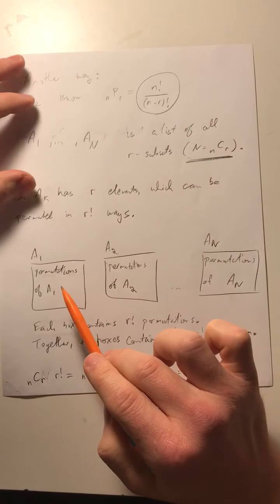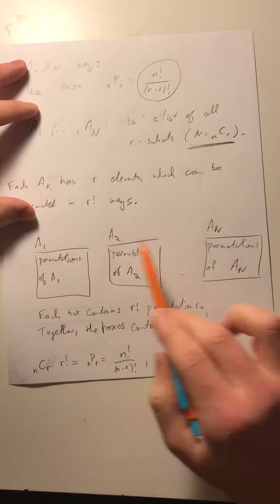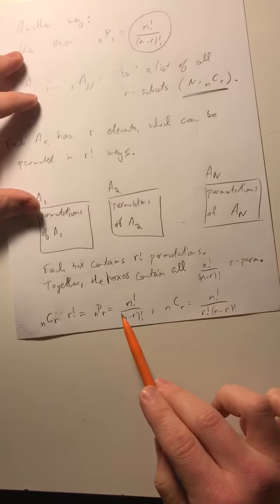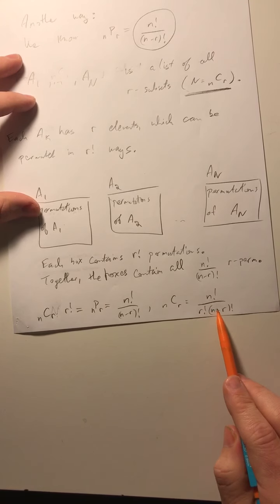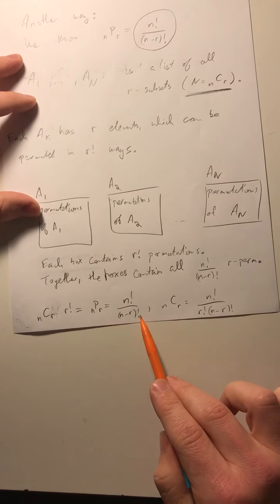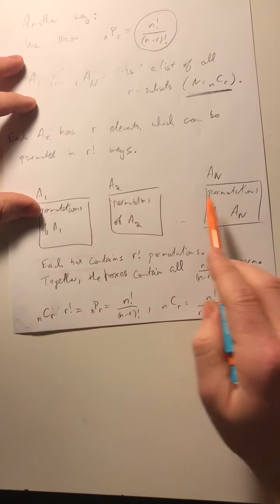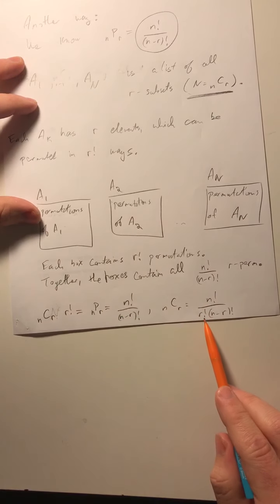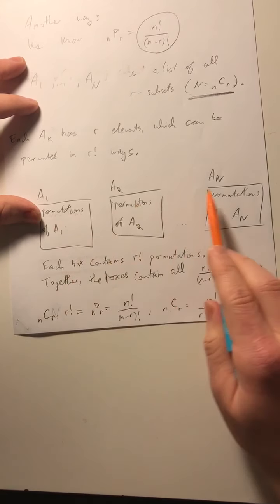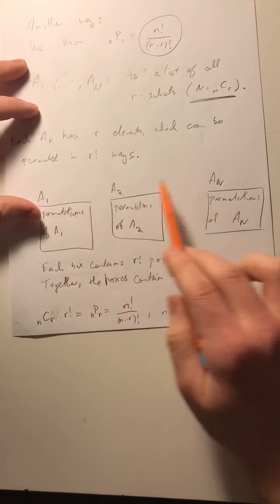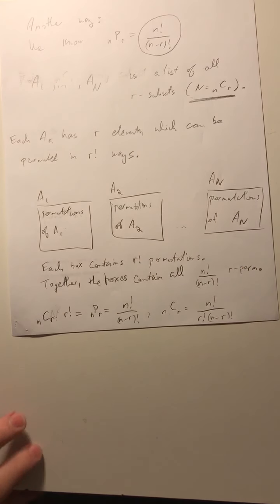So I know total in the boxes, there are this many things. Each box has r factorial many things, so I can count the number of boxes by dividing the total number of things by the number of things in each box. And that's exactly what this is. n factorial over n minus r factorial is the total number of permutations in all of the boxes. I divide that by r factorial, which is the number of things in each box, and that tells me the number of boxes, which is the number of r combinations, the number of subsets of size r.